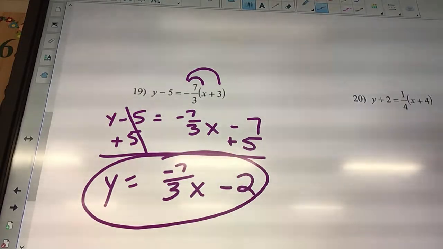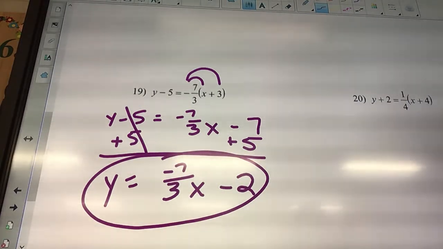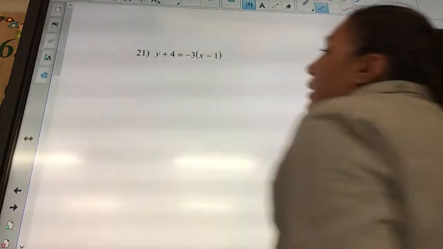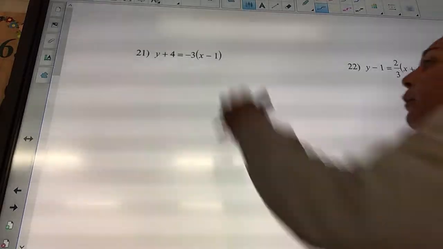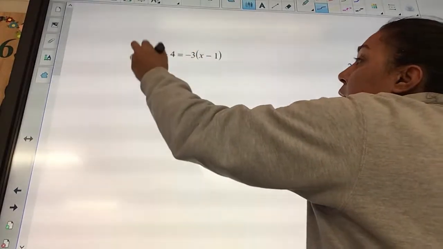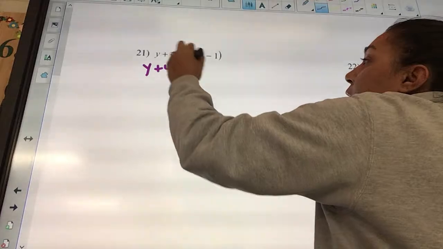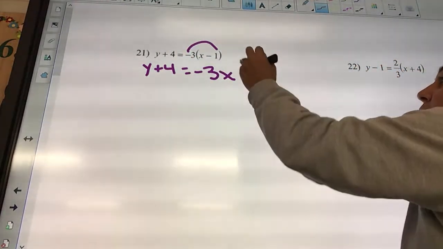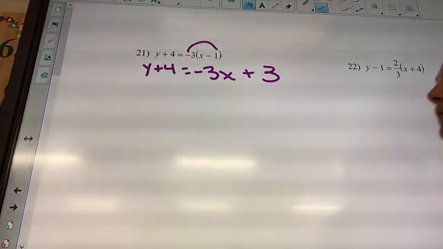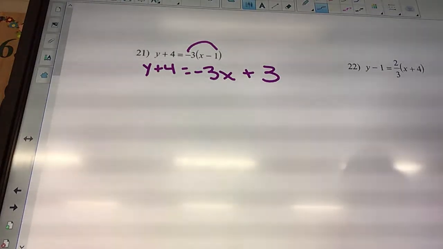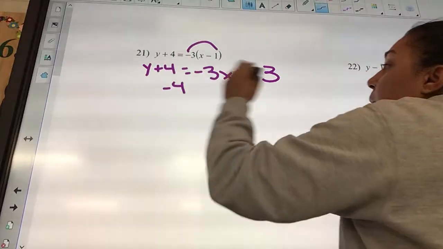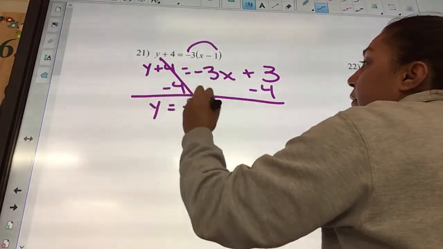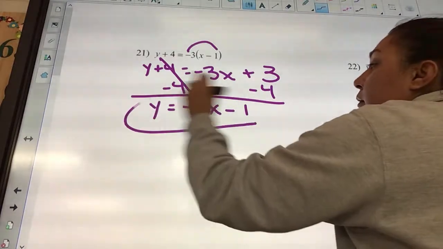Okay, we got 3 problems left. Okay, 21, we're gonna go from point slope to slope intercept. Okay, so I got y plus 4 equals negative 3x, and then negative 3 times negative 1 is going to be positive 3. And then we're going to say minus 4. Minus 4. So I got y equals negative 3x minus 1.